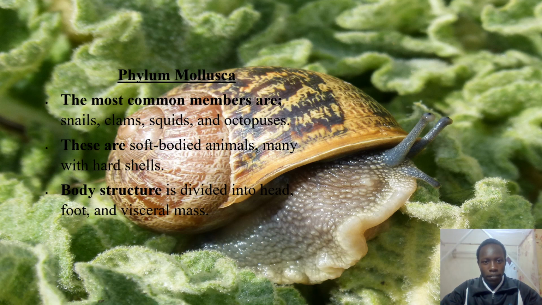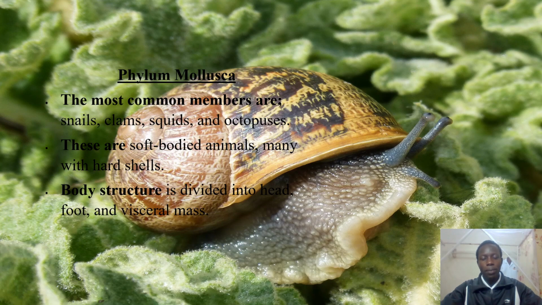Let's start with phylum Mollusca. The most common members are snails, clams, squids, and octopuses. These are just examples of organisms found in this phylum Mollusca. Look at an example here. These are soft-bodied animals, many with hard shells. So some of the organisms in phylum Mollusca have hard shells and others have soft shells.